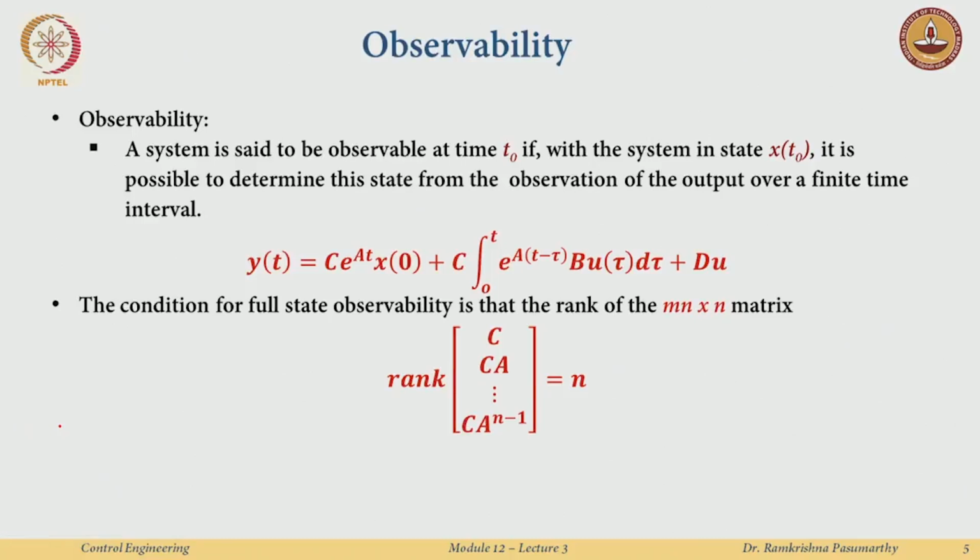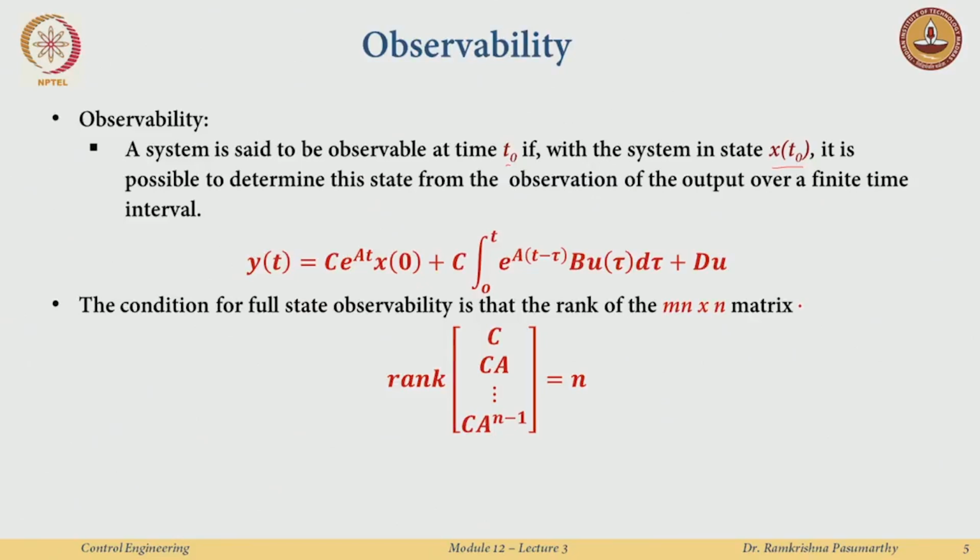Well, again I will not go into details of any of this, just to see what is happening. A system is said to be observable at time t0 if, with the system starting with x(t0), it is possible to determine this state from observations of the output over a finite interval of time from 0 to t. Essentially the problem is: given a set of observations, can I construct x(t0)? I have measurements y(t) from 0 to t, can I construct x(t0)?